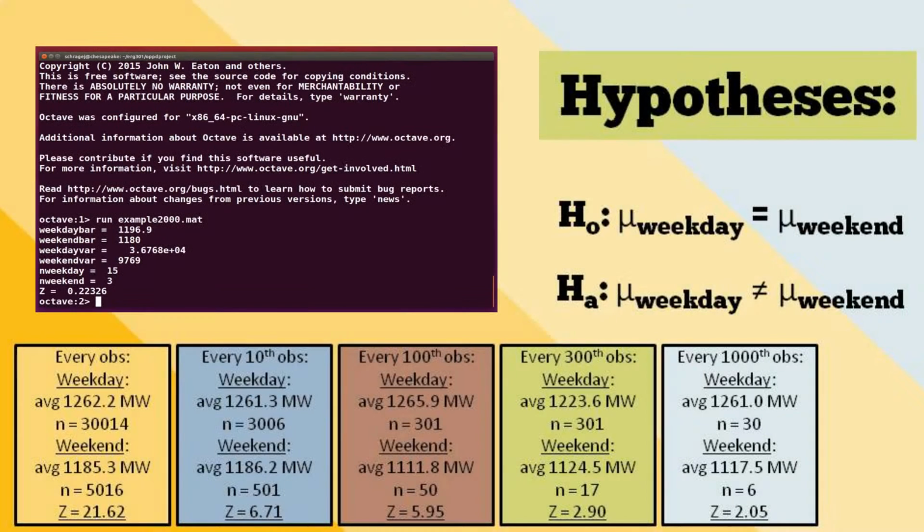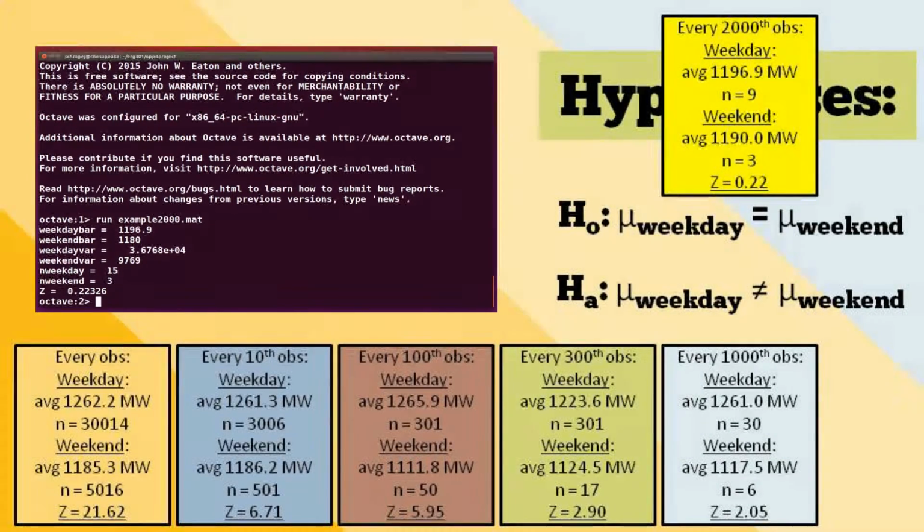Now our sample sizes are just ridiculously small. We only have 3 observations of the data on the weekend. We only have 15 observations on the weekday. We still can take those 3 observations and take their average and get the weekend bar, and we can take those 15 observations on the weekdays and make weekday bar, but our confidence is not very high anymore. In fact, the computed value of the Z statistic is 0.22.